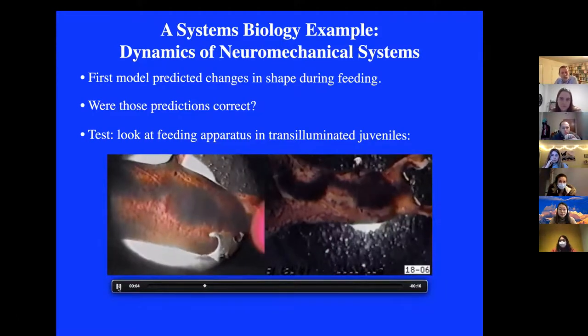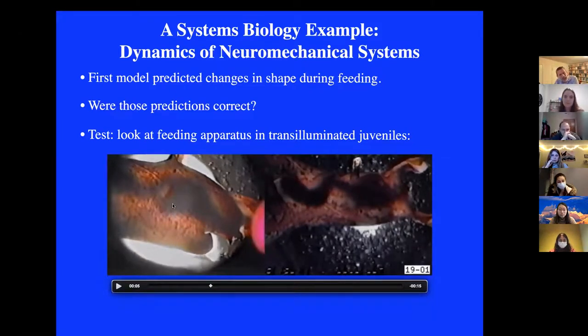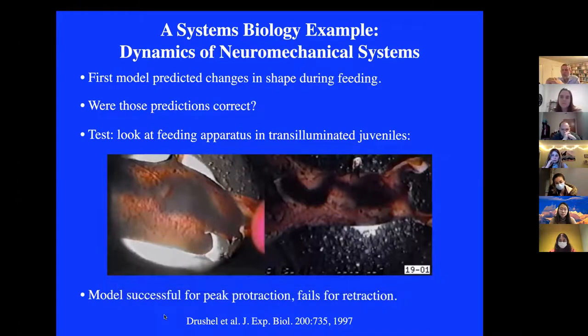But then let's look at what happens in retraction. Oh, let's see, back. You see how there's this thing sticking out the back? So the model did not predict that change in shape at all. So what we can say is the following, that the model was very successful for peak protraction and it essentially failed for retraction.